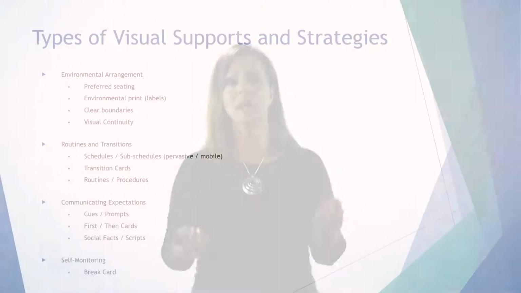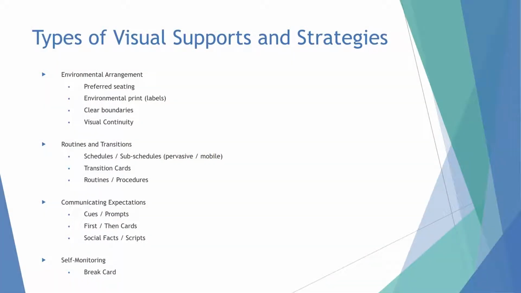So there's different types of visual supports, and we can look at all different types of them. Sometimes the visual support has to do with the environmental arrangement. So like being able to have specific seating, environmental prints or labels, clear boundaries. For some of our kids at the Center for Autism, we have different areas of the classroom that they can go and different areas that they can't go. Specifically, we don't want the kids walking behind the teacher's desk. Like that's kind of the teacher's personal space.